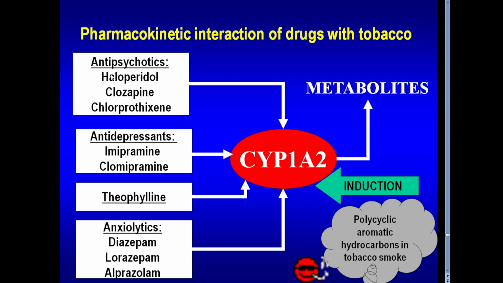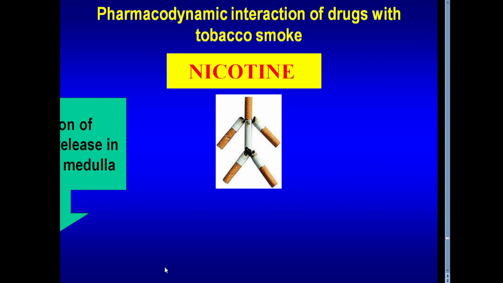So these agents are metabolized with the help of this enzyme. Induction of this enzyme causes activation of metabolism, increase of concentration of metabolites, but decrease of concentration of these molecules. That is why there is a decrease of activity. Of course, smoking is prohibited in usage of these drugs. It's pharmacokinetic interaction.